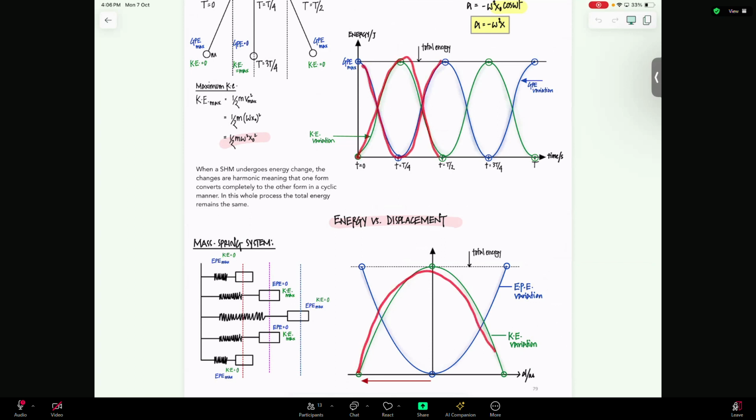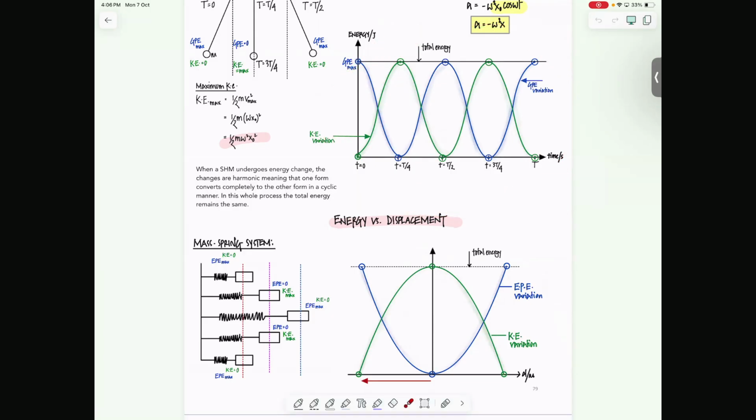One energy goes up, the other goes down. What's the difference between these two graphs here? The one on the top is based on your time period, and the one at the bottom is based on displacement. Okay.